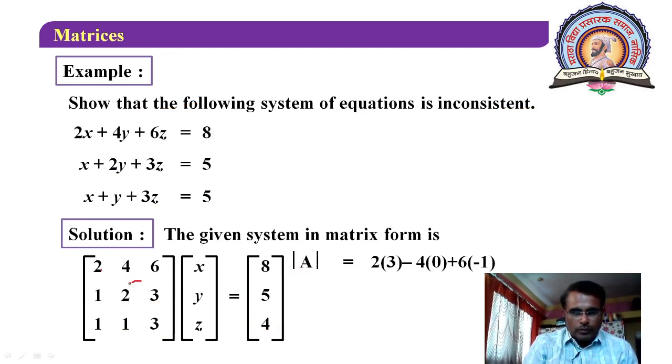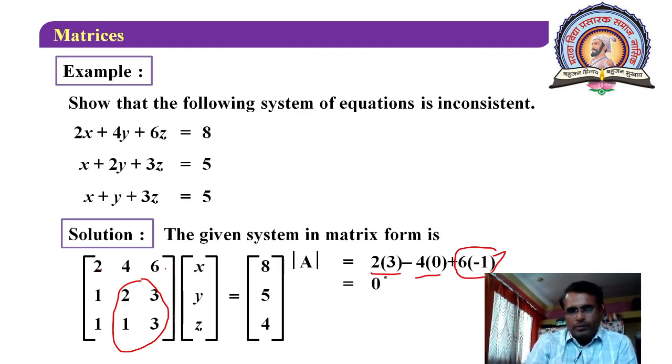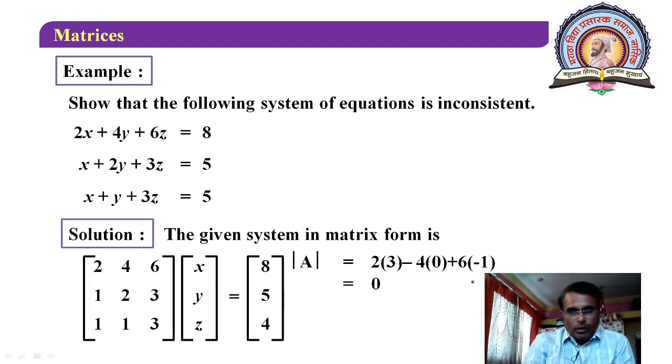2 into this determinant. So 6 minus 3, it is 3. Then the second term is always minus 4 into 3 minus 3, it is 0. And the third term is 6 into 1 minus 1 2 is minus 1, and therefore you will observe that the determinant is 0. 6 minus 6, it is 0, and therefore it is clear that there are now only two possibilities, either infinite solutions or no solutions.